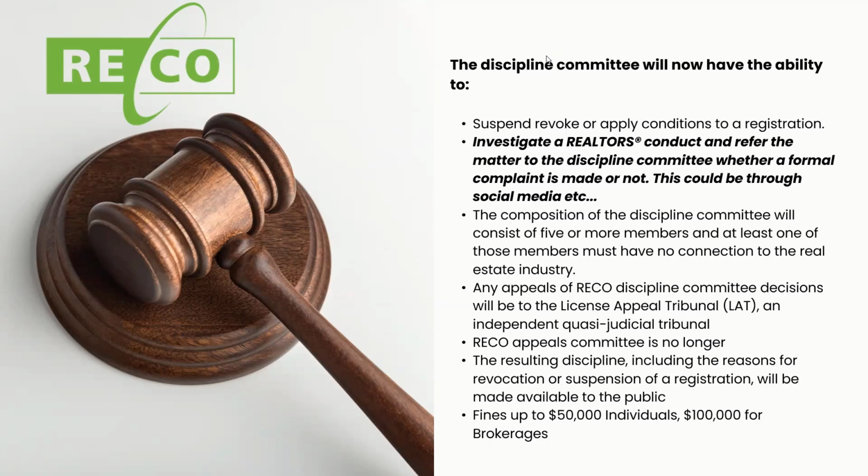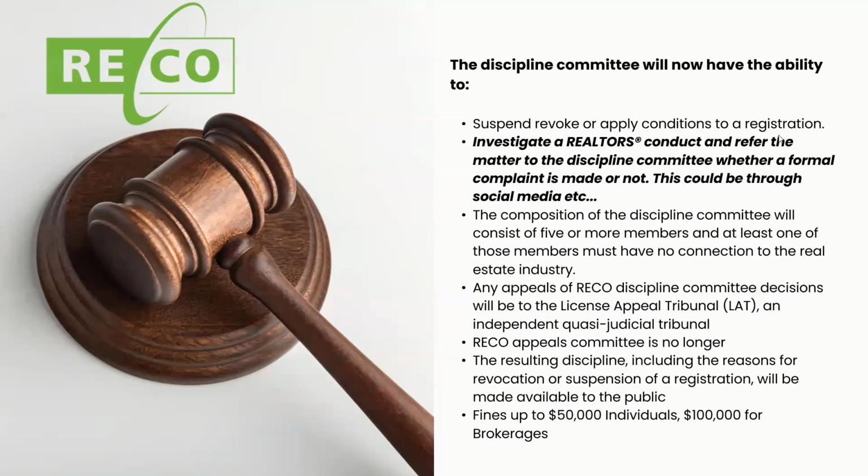The composition of the discipline committee will consist of 5 or more members, and at least one of those members must have no connection to the real estate industry. Any appeals of RICO discipline committee decisions will be to the License Appeal Tribunal, an independent quasi-judicial tribunal. The resulting discipline, including the reason for the revocation or suspension of the registration, will be made available to the public. Fines up to $50,000 for the individuals and $100,000 for the brokerages.